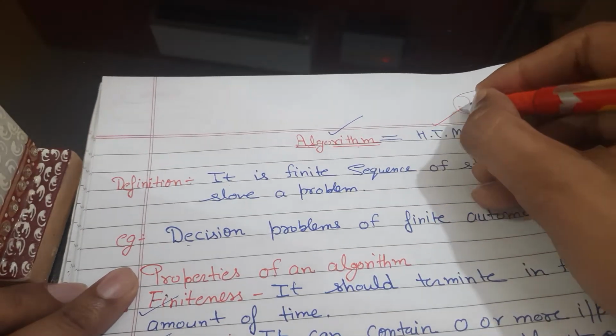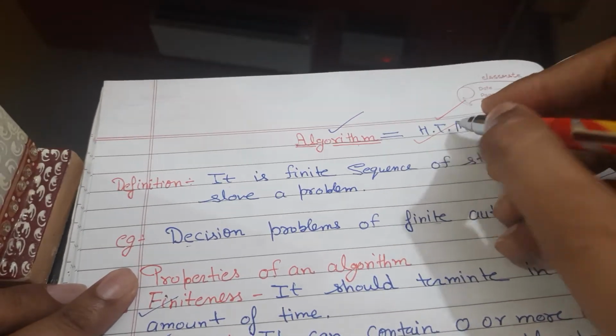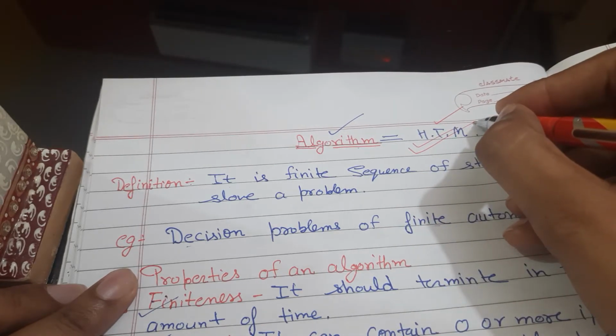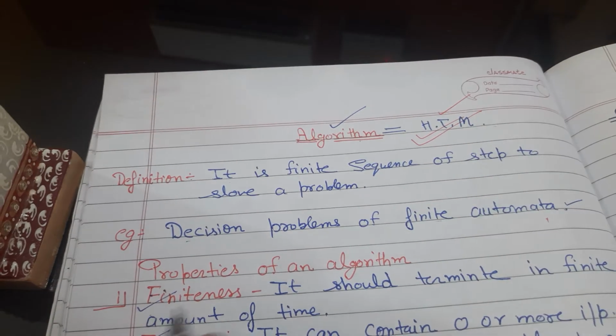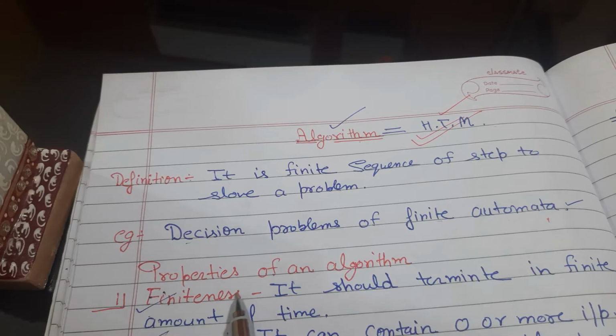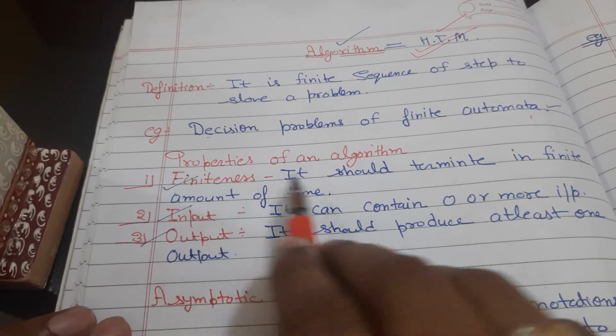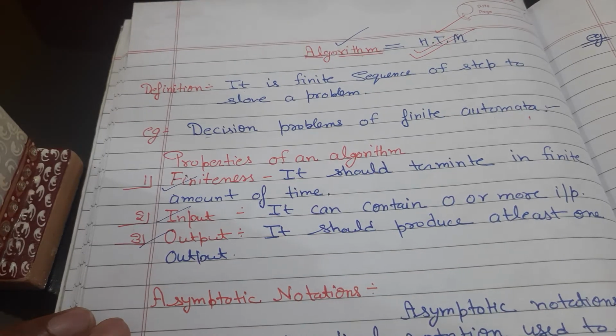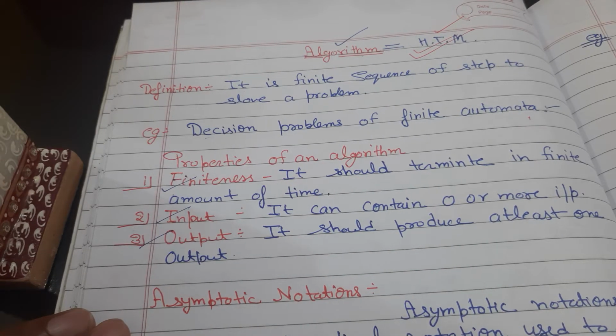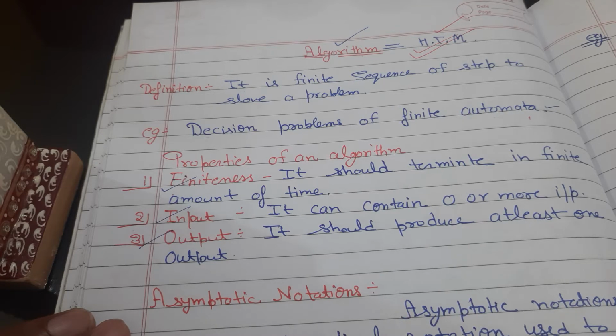Turing machine can be two types, halting Turing machine and non-halting Turing machine. Properties of algorithms: finiteness, input and output. Finiteness means it should terminate in finite amount of time. Input means it can contain 0 or more inputs. Output means it should produce at least one output.